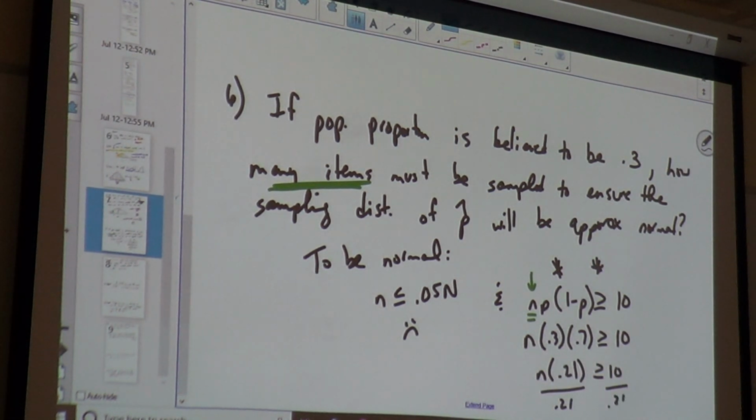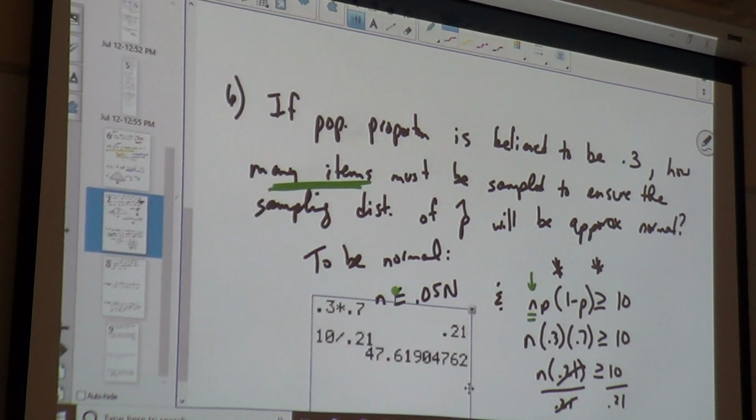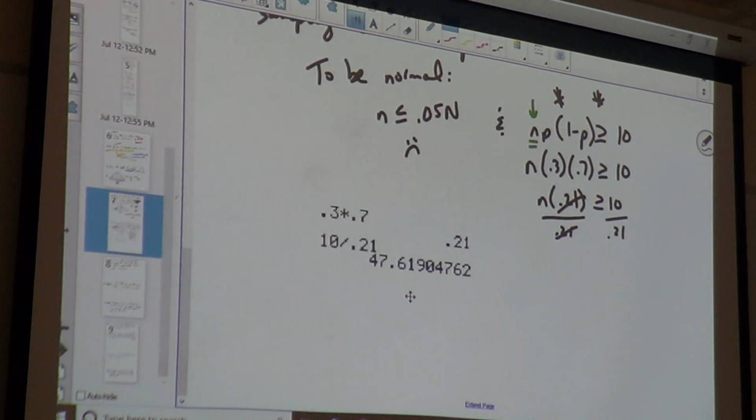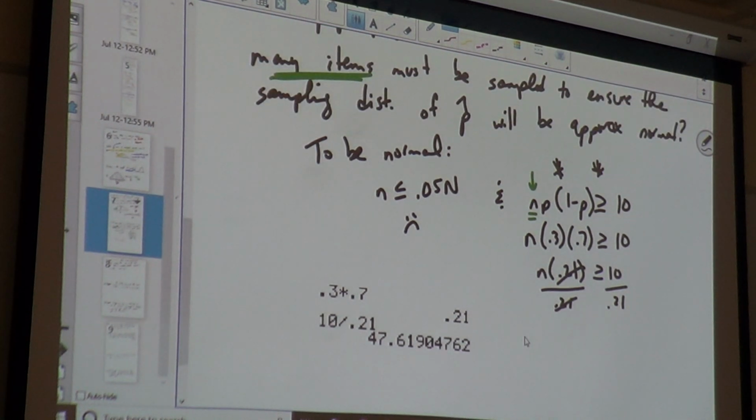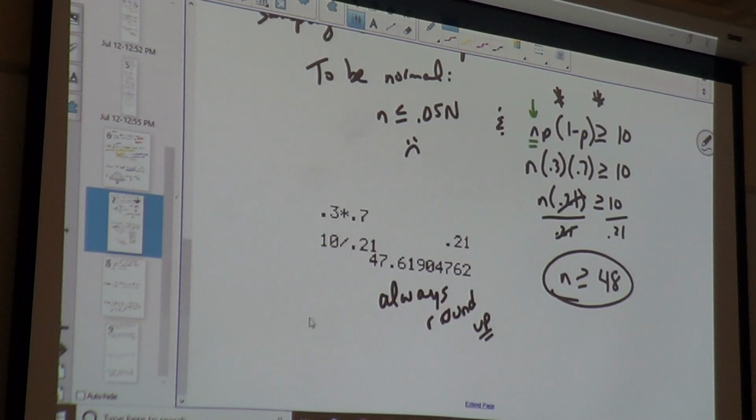I'm going to divide both sides by 0.21. 10 divided by 0.21. And no matter what, we are always going to round up. Number one, you can't have part of a person. And number two, if you round down, you're not going to end up with enough. Always round up. So n is going to be greater than or equal to 48. Cool? All right.